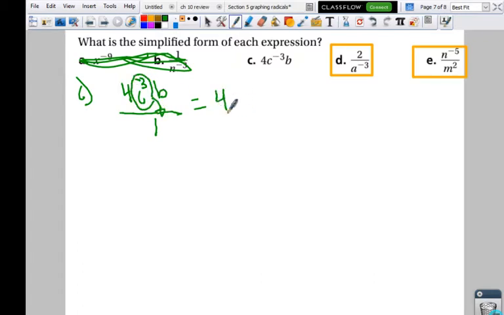4 is going to stay up top. B is going to stay up top. So 4b stays on top. C flips to the bottom. And we go 1 c cubed. Or 1 times c cubed, but 1 times c cubed is just 1 c cubed, right? Okay.